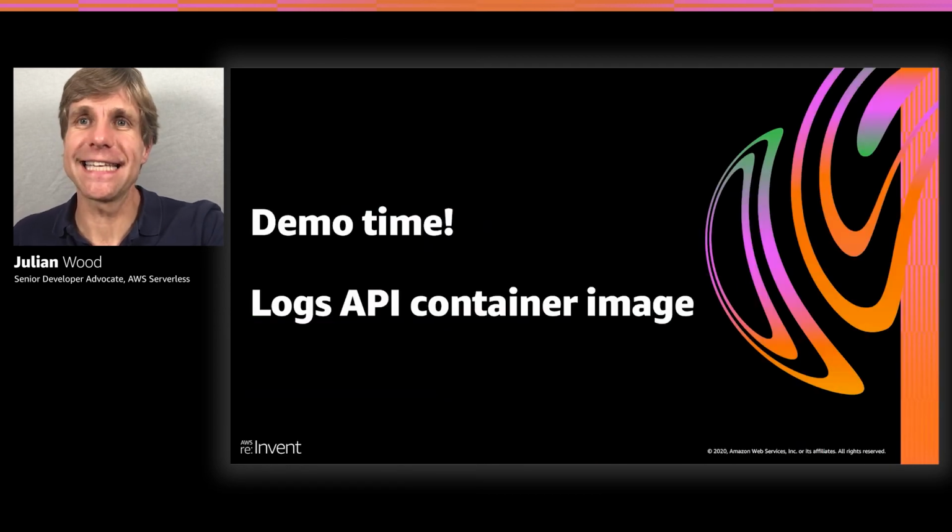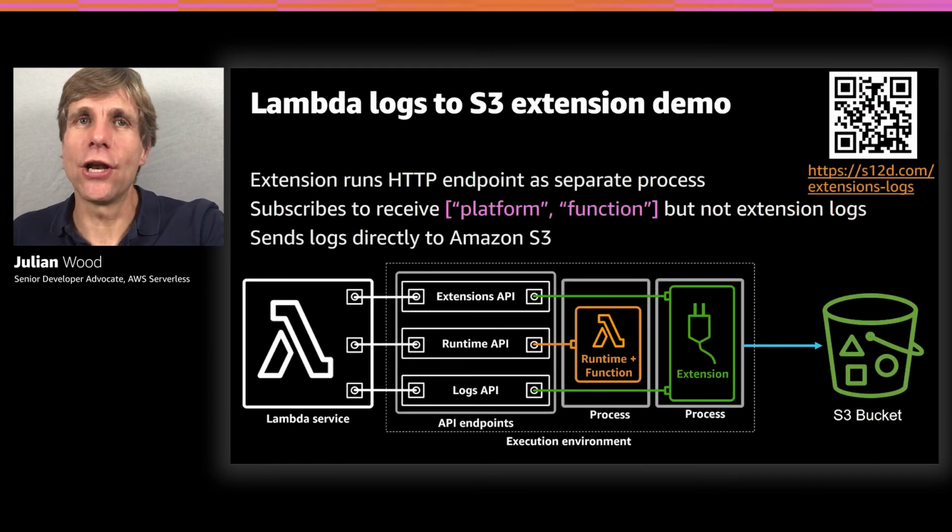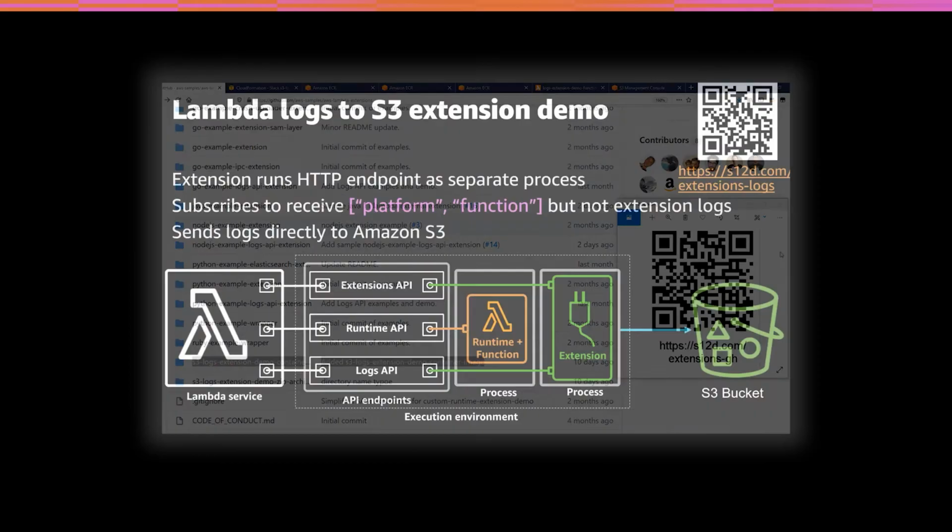So, always nice to see this actually in action. I have a demo of a logs extension packaged in a function which is from a container image. The extension runs a local HTTP endpoint to receive logs directly from Lambda. This subscribes to receive platform and function logs, but not to receive extension logs. This extension could be extended to filter, transform, or maybe process the logs in some way. In this more simple demo, the logs are copied to S3. The logs can be stored long-term for archiving or sent onto another system for analysis or troubleshooting.